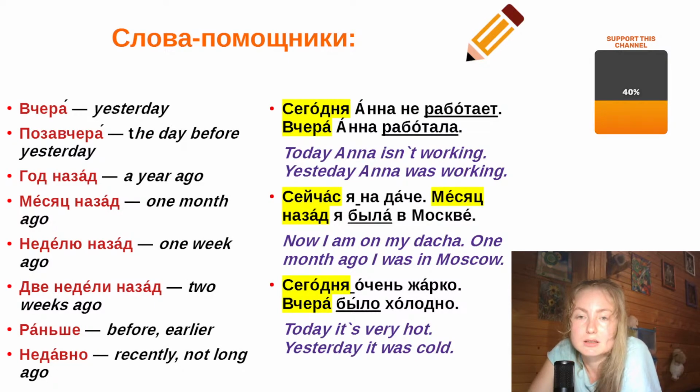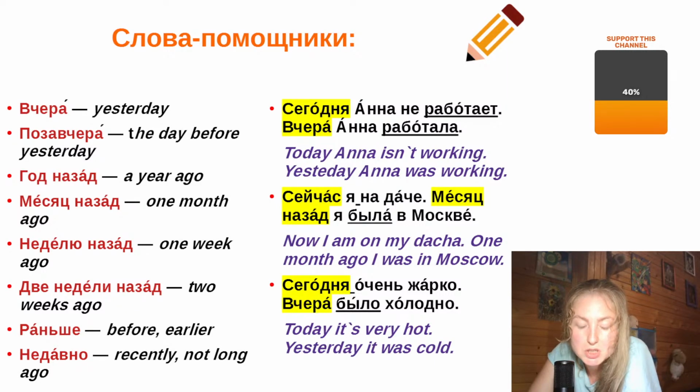Okay. Next example. Сегодня я на даче. Now I'm on my dacha. Месяц назад я была в Москве. One month ago I was in Moscow. Pay attention to this example because it's very, very important.